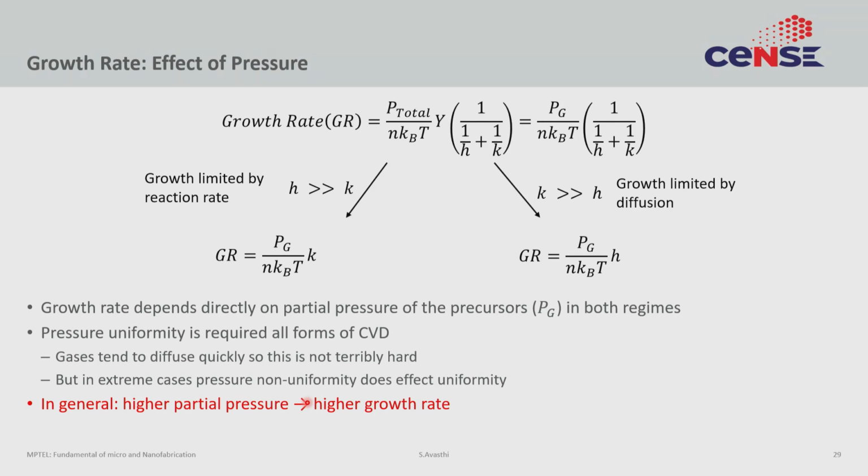However, the pressure is one constant, right. The growth rate directly depends on pressure. So, pressure uniformity is sort of required in all manner of CVD. Thankfully, this is not too much of a problem. Gases tend to diffuse very quickly, so it is very hard to maintain too large a gradient of gaseous precursors inside the reactor. Gases tend to be uniform. So, that is not a problem. We will talk about some second order effects of precursor depletion, etc. later.